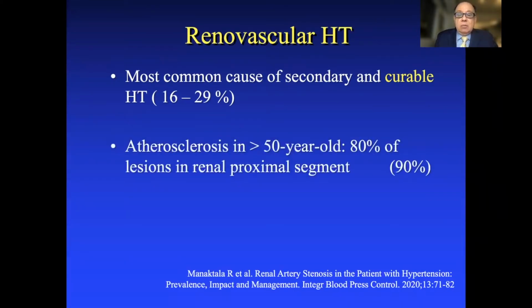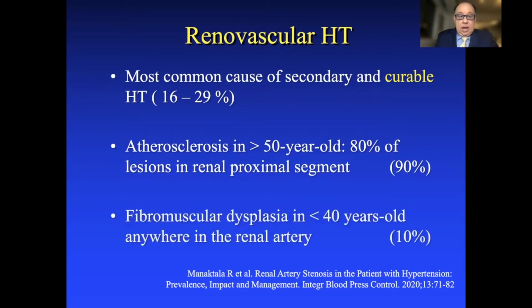Atherosclerosis is the cause in patients over 50 years, and 80% of lesions are located in the renal proximal segment, almost 90% of them. And fibromuscular dysplasia is the cause in younger patients, less than 40 years old, and the lesion can be located anywhere in the renal artery, in 10% of the cases.